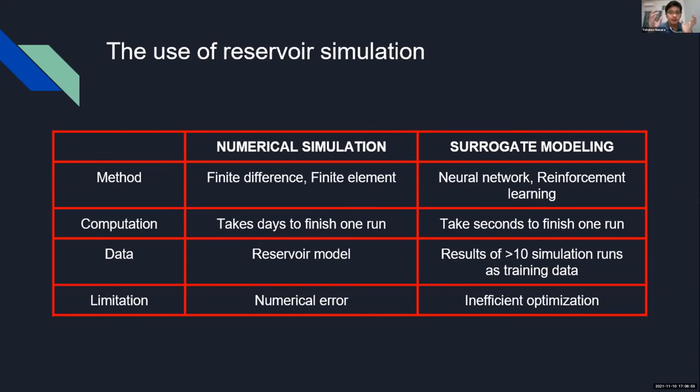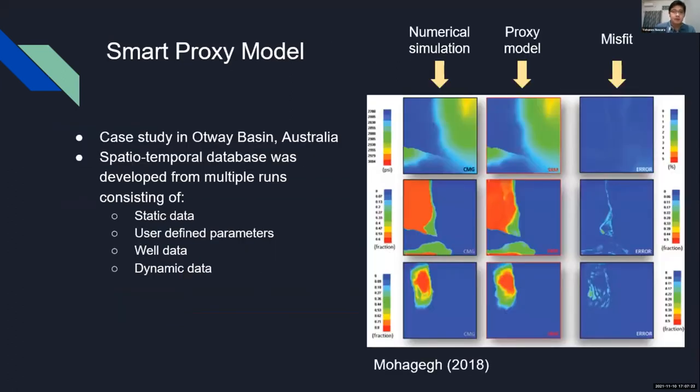And then after you have the model, you again run a reservoir simulation. Sorry, you apply this model into a new input. Okay, so for example, you have a reservoir in this different distribution of porosity or permeability. You can implement this model to predict pressure and water saturation on that new reservoir model.